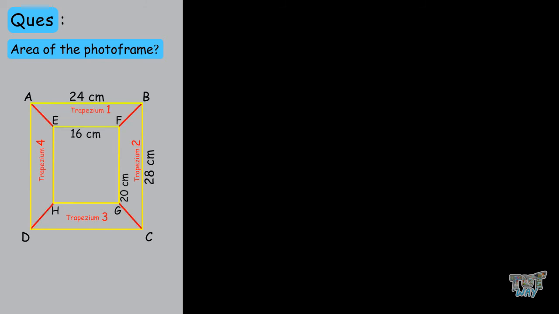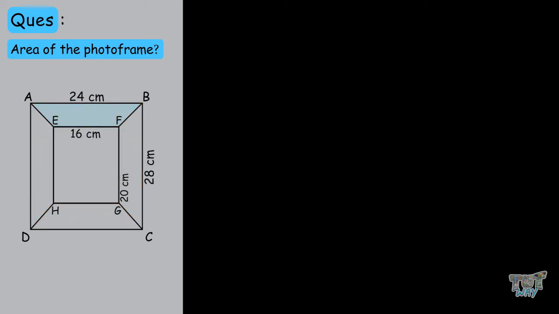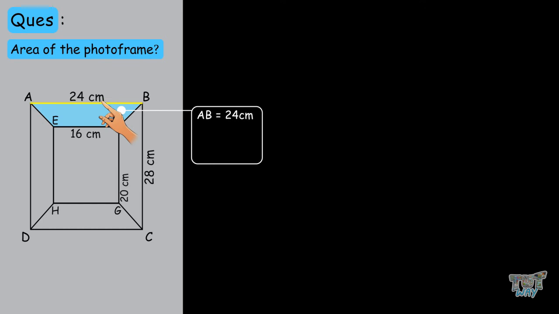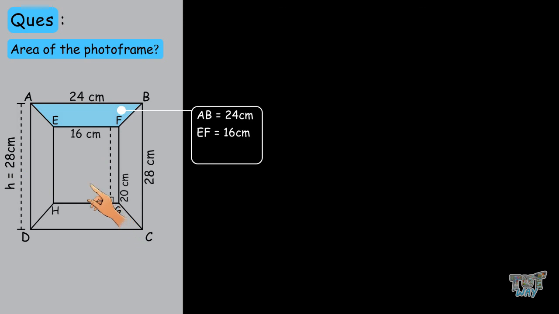Let's start with trapezium AEFB. We are given the length of the side AB, it is 24, and EF is 16. We are also given the total height of the frame. It is 28 centimeters. And the inner height, that is 20 centimeters.